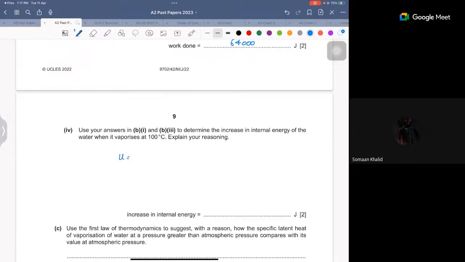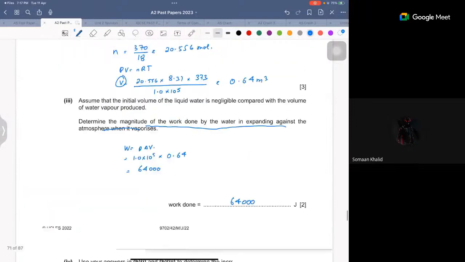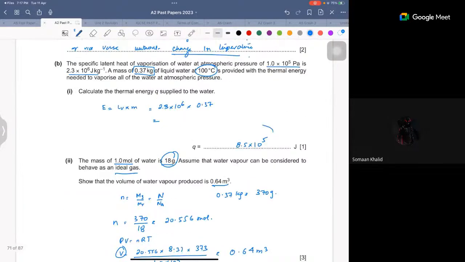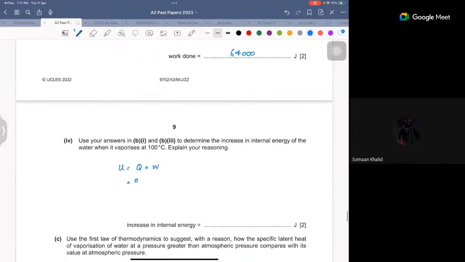Then use your answers to determine the increase in internal energy of water when it vaporizes. So the change in internal energy is given by Q plus W. We have the heat energy supplied as 8.5 times 10 raised to 5. Now we need to subtract this, because it is doing work against the surroundings. So when work is done by the system, you have to take work as negative. So what do you get? Okay, very nice, 10 raised to 5.